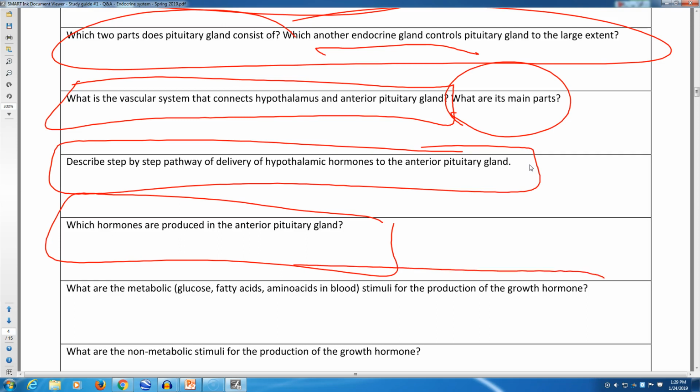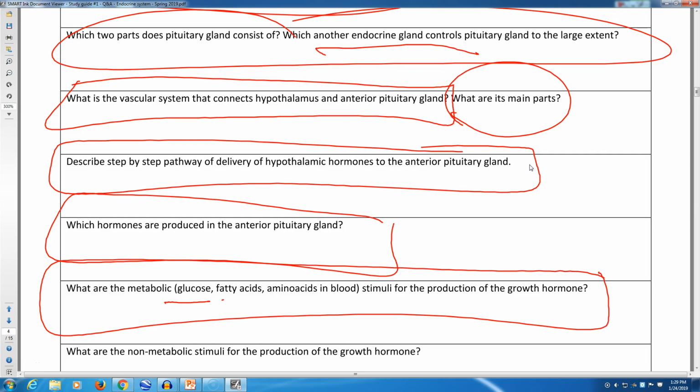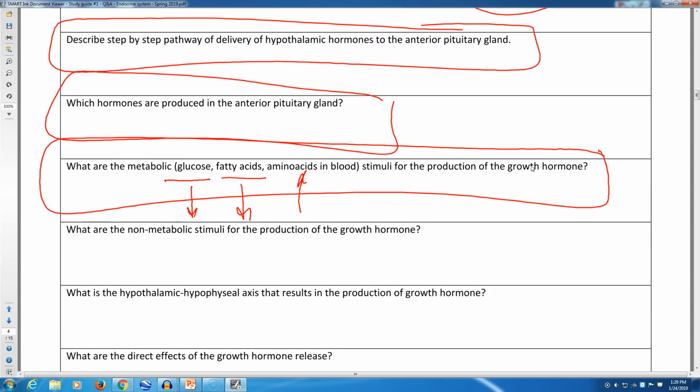When I say metabolic, I mean levels. So low glucose, low fatty acid will stimulate the release. Elevated amino acids will stimulate the release. Am I clear? Non-metabolic stimuli: exercise, trauma, sleep. Those 3. We clear?